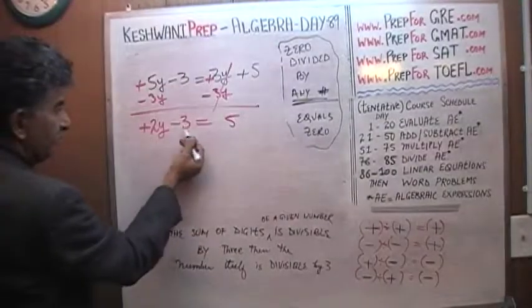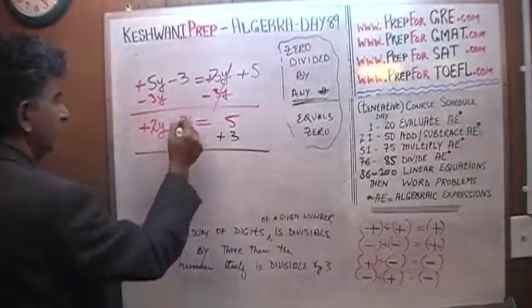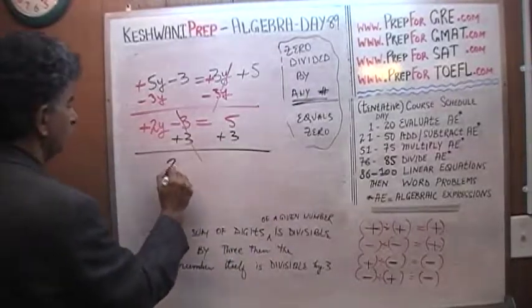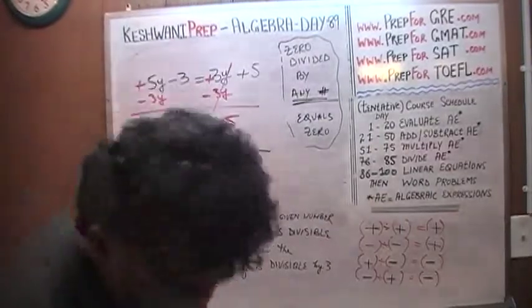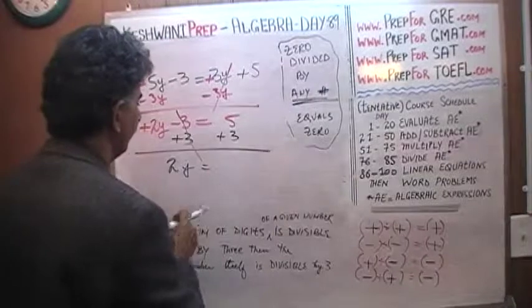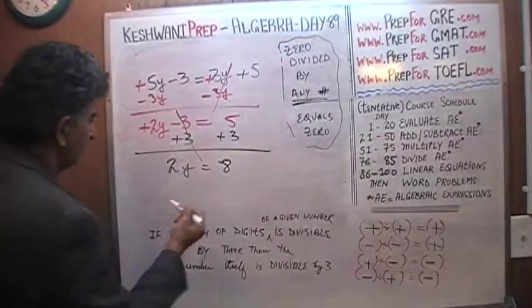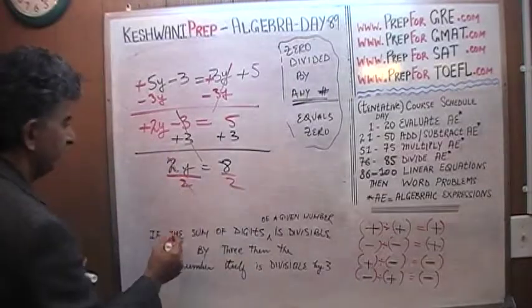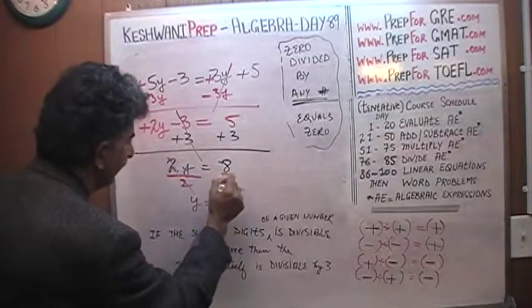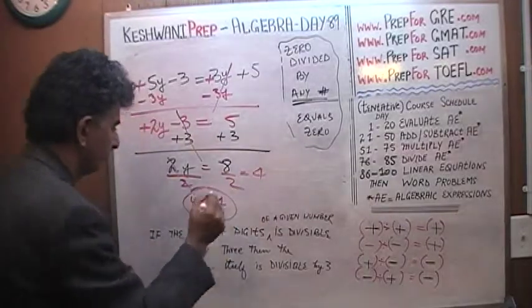Now we have to get rid of this 3. Add 3 to both sides. This 3 cancels out, and 2y equals 5 plus 3, which is not 4. 5 plus 3 is 8. We need to get rid of this 2. Divide both sides by 2. This will take out this one, and y equals 8 over 2, which is 4.